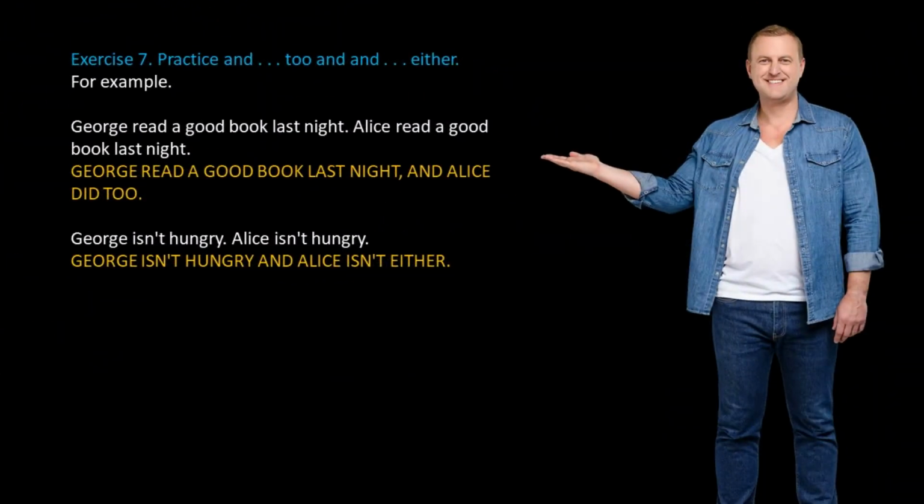Exercise 7. Practice "too" and "either." For example, George read a good book last night. Alice read a good book last night. George read a good book last night, and Alice did too. George isn't hungry. Alice isn't hungry. George isn't hungry, and Alice isn't either. Now, please do the following exercise. You can pause your video until you finish the exercise.